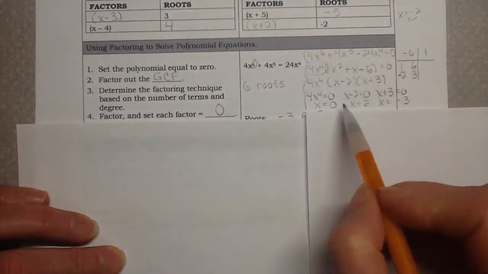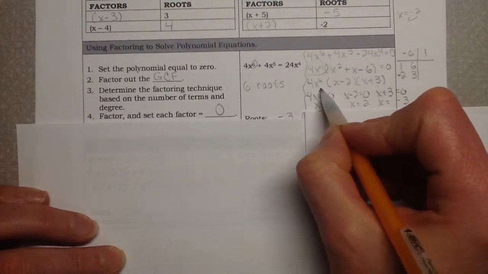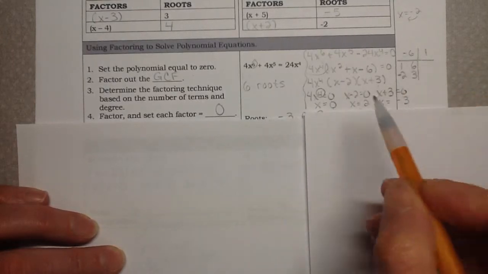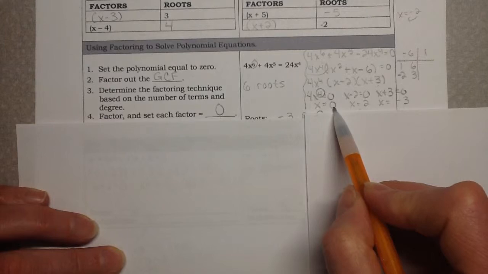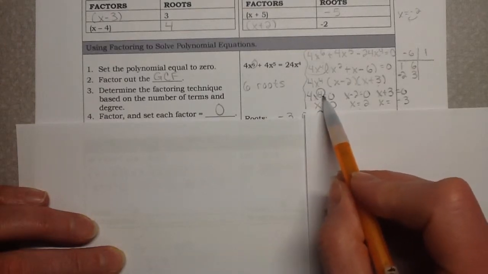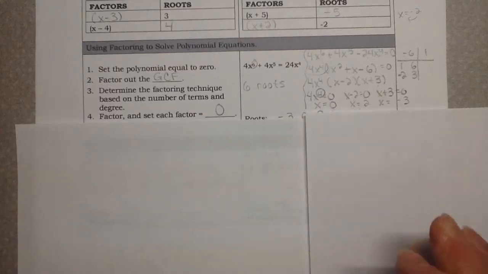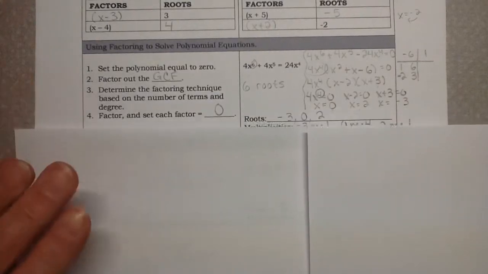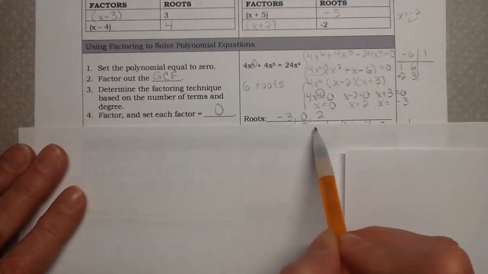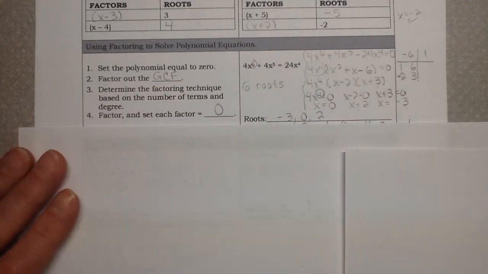When I look here, I only see 3, but what I want to remember is this has a degree of 4, so that root is going to happen 4 times. When we would write it out, we would have 4 of them at 0. So when I write the roots, I have negative 3, 0, and 2, but that doesn't identify all 6 of my roots. So what I have to do is use multiplicities.